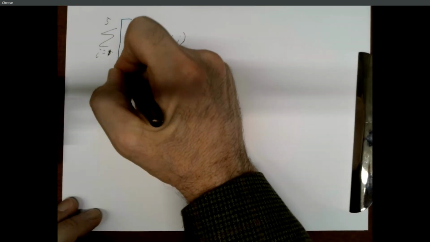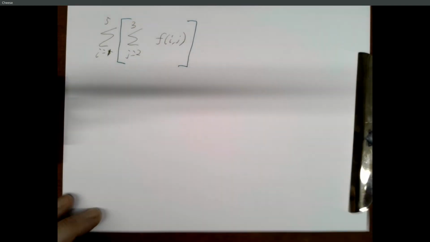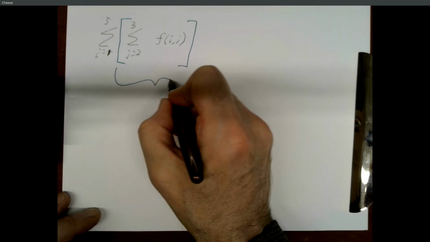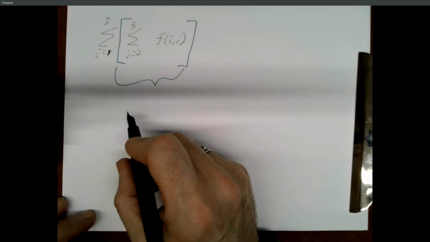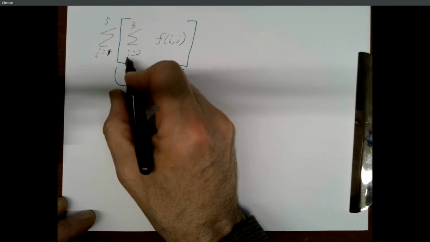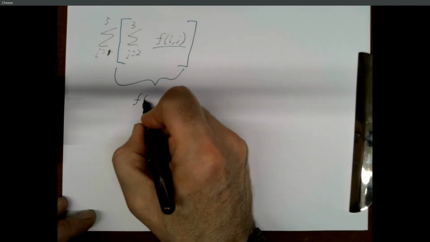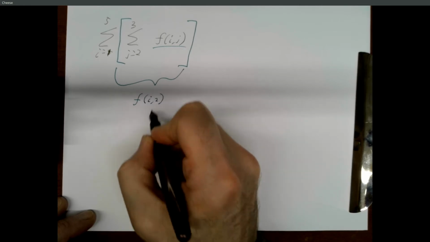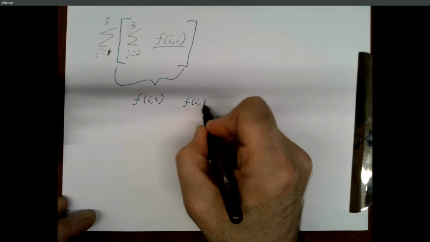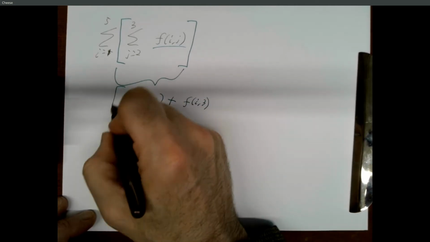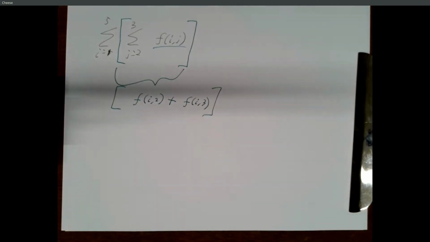And if you're asked to do this, one way to think about it is to throw in some parentheses. These are actually brackets. And just look at this inner piece. The sum from j equals 2 to 3 of f of i comma j. Well, that says set j equal to 2 and evaluate that expression. That's f of i comma 2. And then set j equal to 3 and evaluate that expression. That's f of i comma 3. And add them together. That's what that inner summation evaluates to.